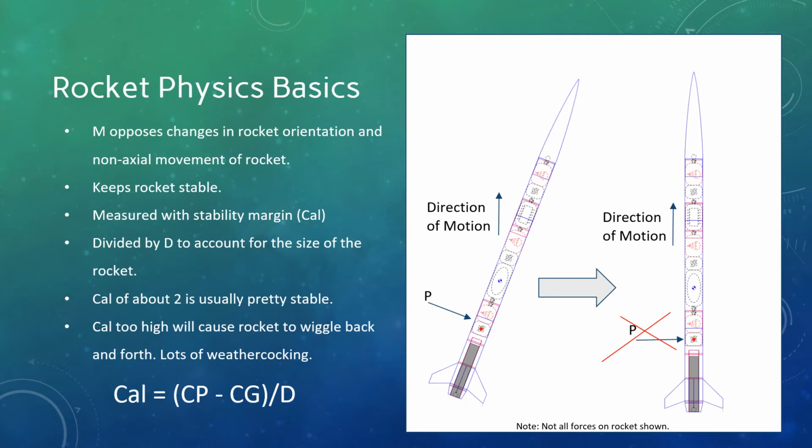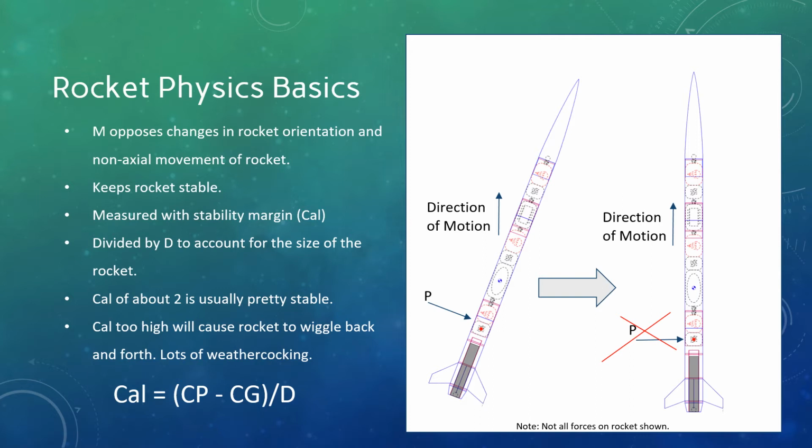And the cal is the center of pressure minus the center of gravity divided by the diameter of the rocket. And as I mentioned before, center of pressure is the distance from the tip of the nose cone to the center of pressure. Center of gravity is the distance from the tip of the nose cone to the center of gravity. And then diameter, that's obvious. So you generally want the cal to be around 2 because that provides a good amount of stability without going overboard, and I'll explain what going overboard is in a second.